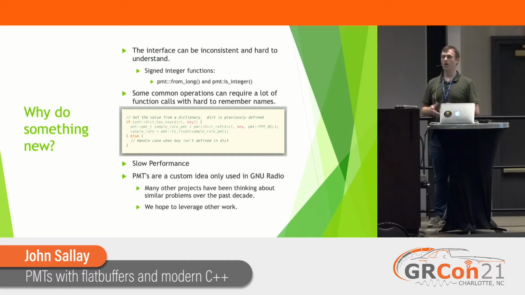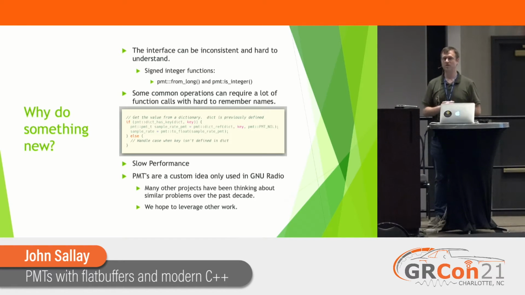So if we already have PMTs, why are we looking to do something new? If you're asking that question, maybe you haven't used PMTs enough, but the interface is kind of inconsistent. It can be hard to understand. One of my favorite examples is if you want to create a PMT from a signed integer, the function you use to do that is from_long. Later, you'd like to check and see if that PMT came from a signed integer, but you don't use is_long, you use is_integer. And so some of these inconsistencies just add a little friction to using PMTs.